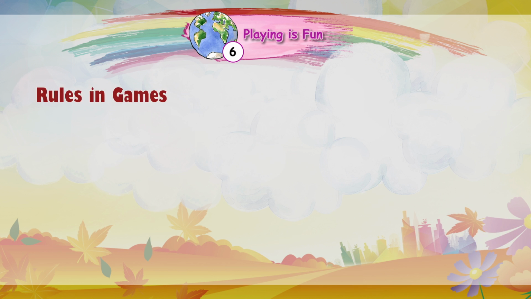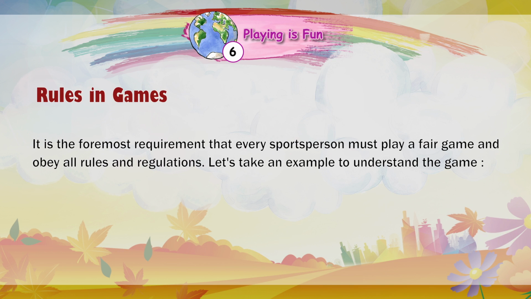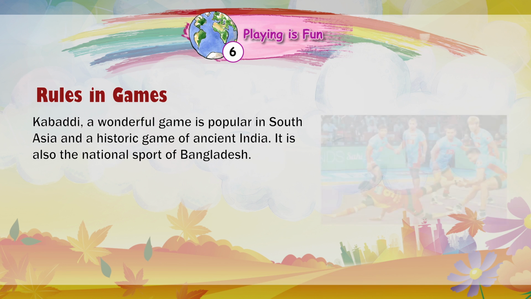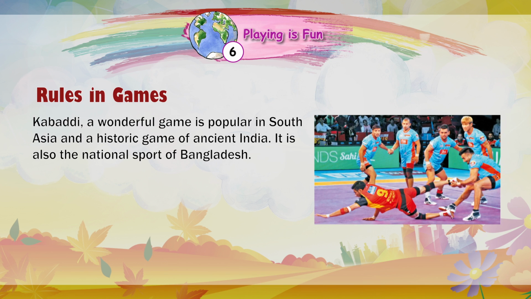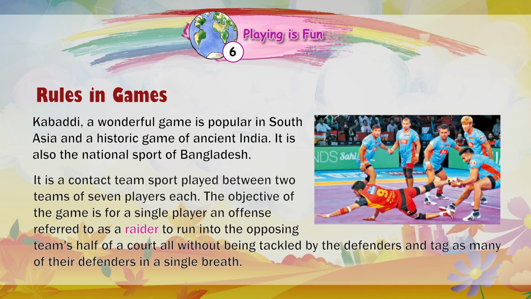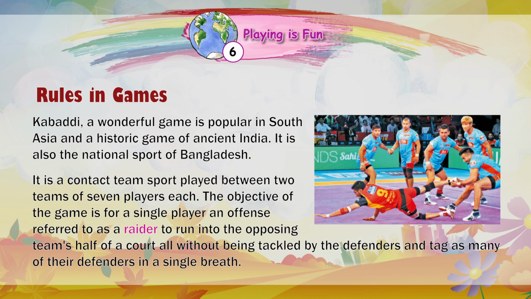Rules in games. It is the foremost requirement that every sports person must play a fair game and obey all rules and regulations. Let's take an example to understand the game. Kabaddi, a wonderful game, is popular in South Asia and a historic game of ancient India. It is also the national sport of Bangladesh. It is a contact team sport played between two teams of 7 players each.